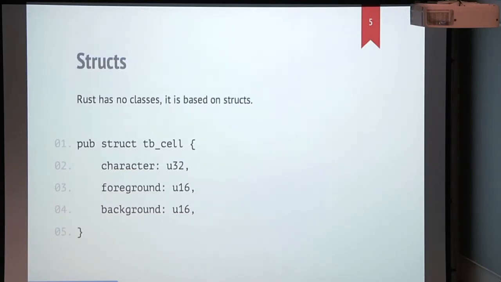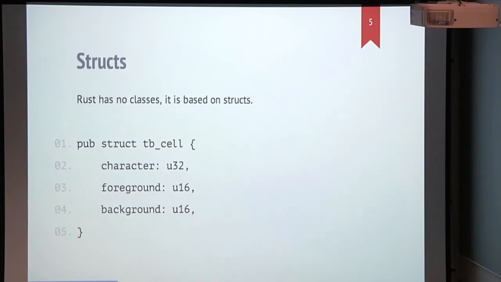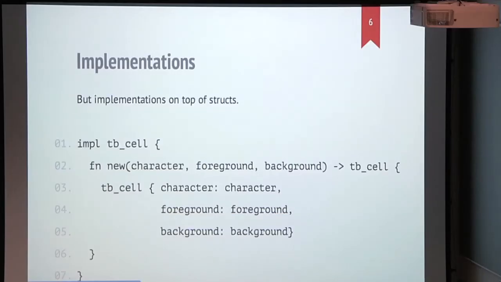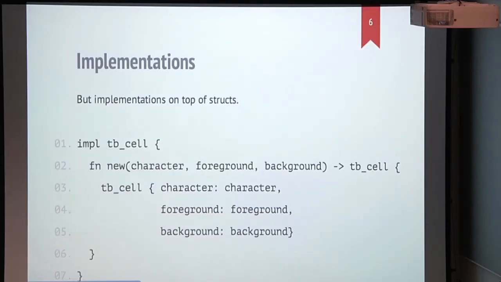The main part about Rust is it works on structs. It always works on raw data structures that, if you ever worked with C, look very alike. On top of that, you build implementations. For example, this is an implementation for that tbsol struct. Don't question the name, that's just from a project that I was working on. For example, this is a function that creates a new tbcell out of 3 primitive parameters.